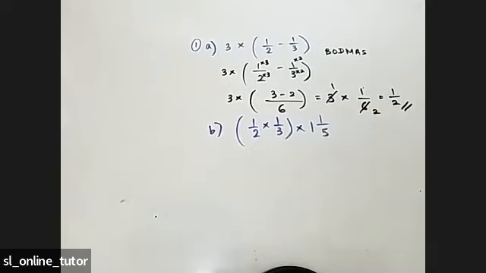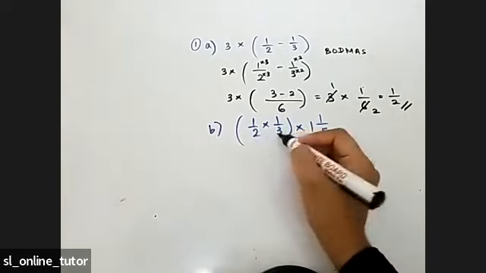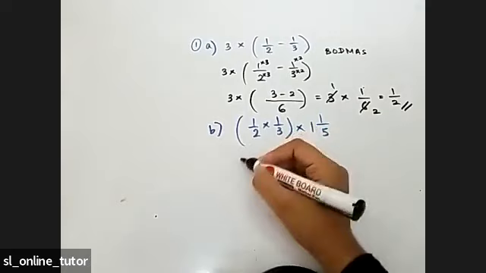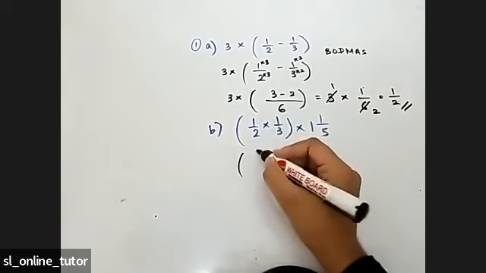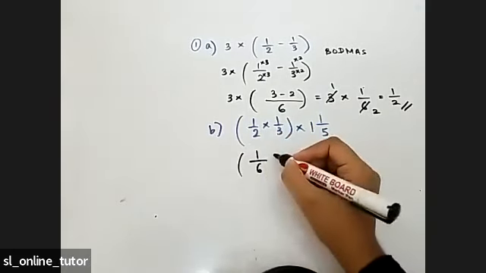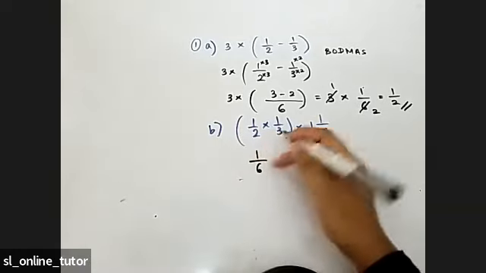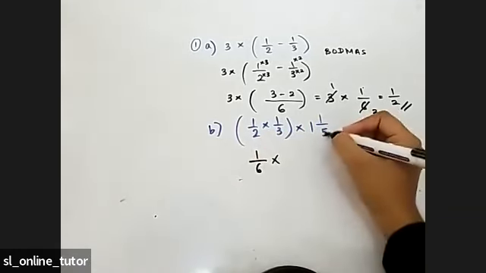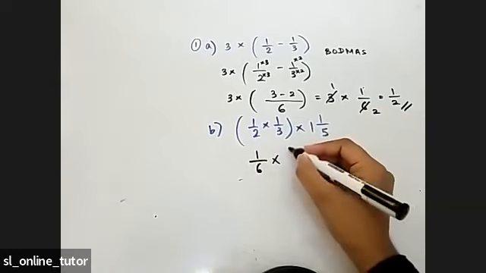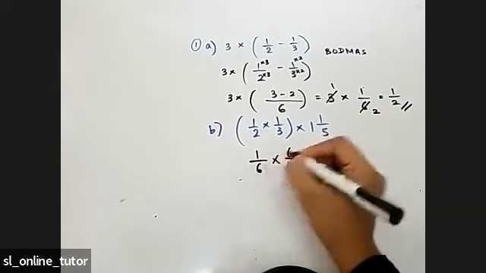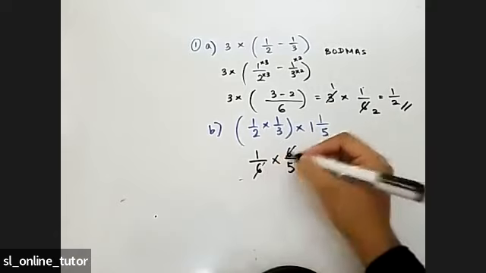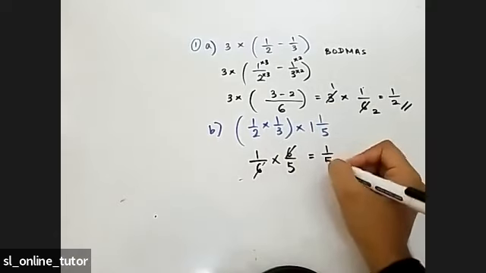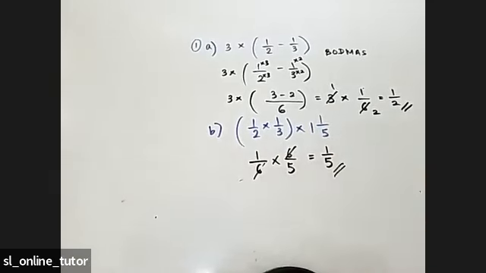The B part is also having brackets: 1/2 into 1/3, multiplied by 1 upon 5. Now how can we solve this one? We can solve without making a common denominator because it's a multiplication, but brackets are always first. 1 into 1, 1; 2 into 3, 6. Right? Now no need for the bracket because it's a single fraction. Now convert this mixed fraction into improper. 5 times 1 is 5, 5 plus 1 is 6. So 6 upon 5. Now you can see same numbers are there, so you can cancel them. Now what's the answer? 1 upon 5. This is the final answer.